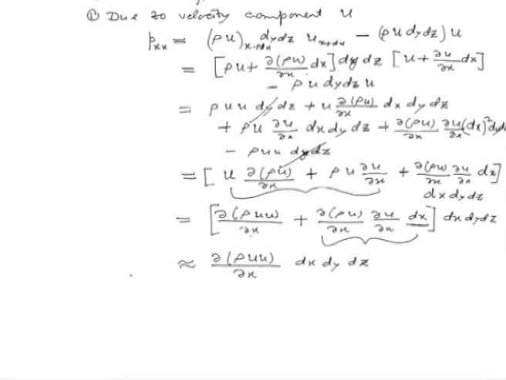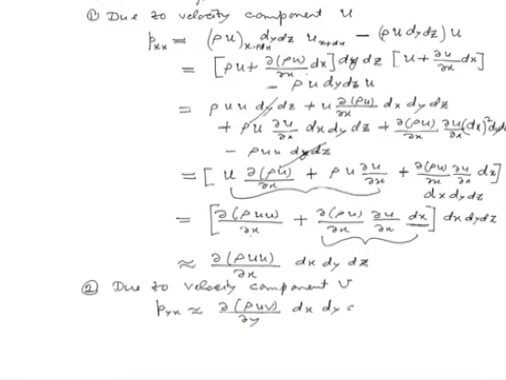We can repeat the similar exercise, and we can find out that momentum efflux in x direction due to velocity component v, if we call this as Pyx, this can be obtained as del of rho u v over del y dx dy dz, and similarly we can obtain the contribution of z velocity component.